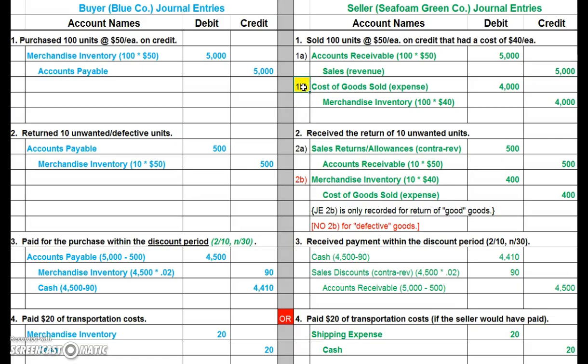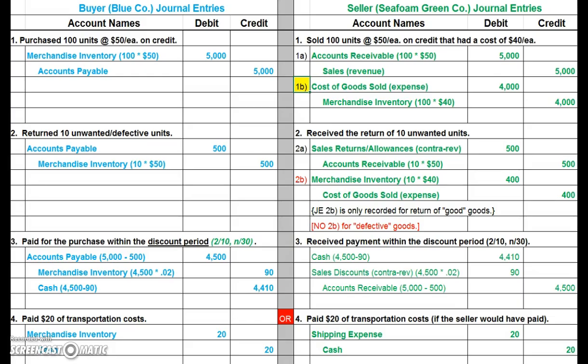This journal entry 1B here is highlighted because it's my most forgotten journal entry. Now we need to think that Green Company also has a merchandise inventory account. And if Green Company is selling the items for $50 each, I know that it didn't cost Green Company $50 to get those items. It cost them something less. So in this example, they just told us that the cost of those items is $40.